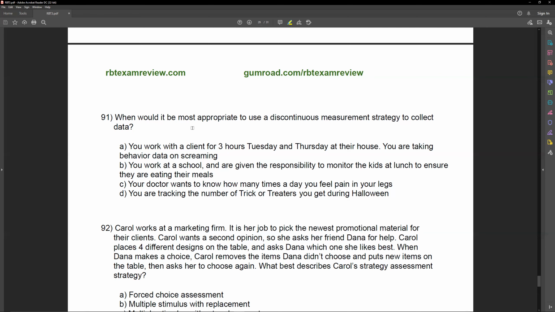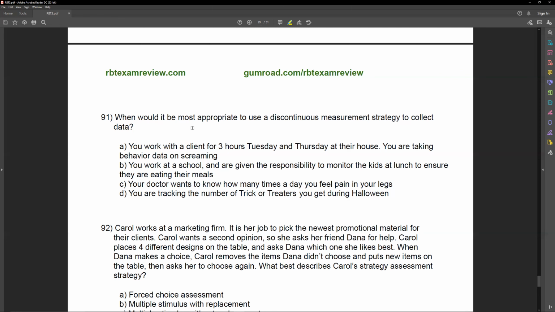Because if you're going to use some sort of time sampling, then you don't need to be tracking every single instance of eating or not eating from every single kid, okay? Additionally, once lunch is over, you're no longer taking this data, okay? So you're discontinuously looking at meals, okay, in this lunch interval, okay, across a bunch of different kids. It's a very good time to use discontinuous measurement. So B is pretty good. Let's read all of our answer choices.